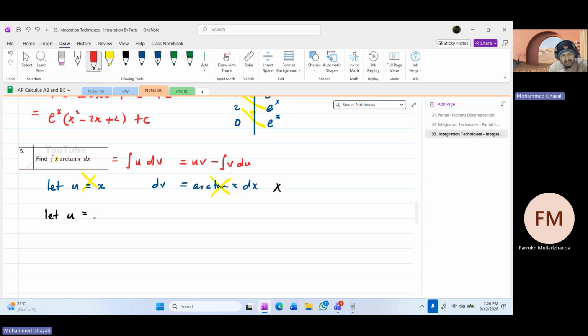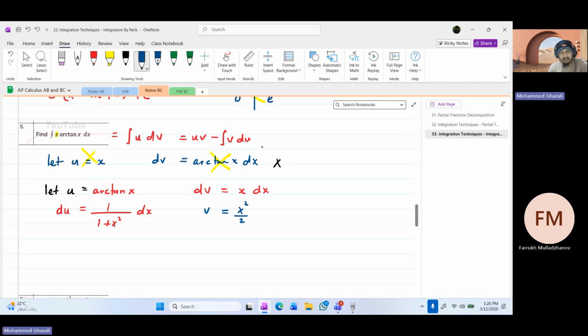Let u equal arctan x, and then dv equals x dx. What's the derivative of u? The derivative of arctan x is 1 over 1 plus x squared dx, because the integral of this is arctan. And v is equal to x squared over 2.